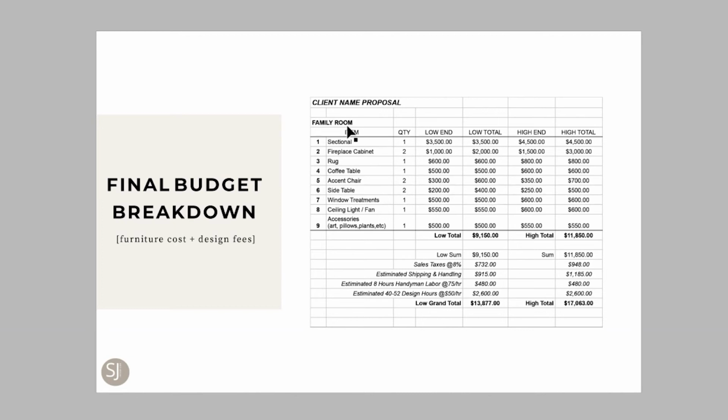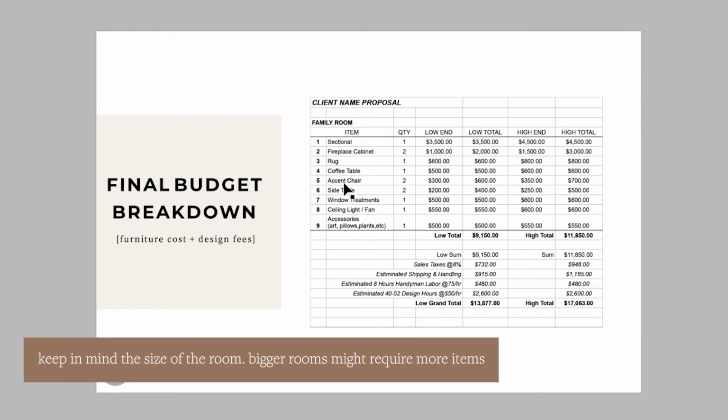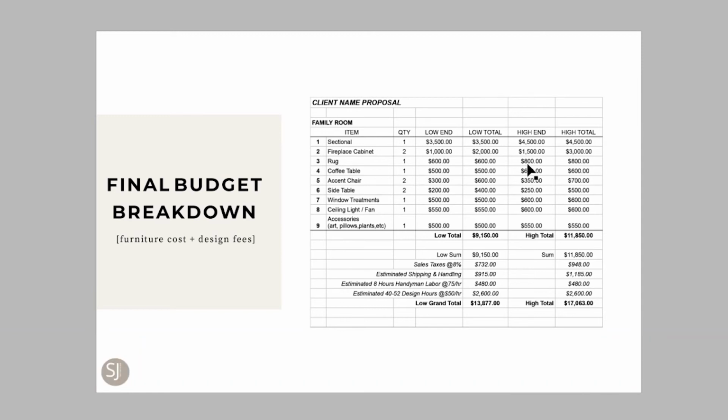Now keep in mind that if the room is really big, of course you're going to need bigger items or more quantity, so the budget will fluctuate. So just make sure to take that into consideration when you are creating this proposal. Basically this is the project breakdown. You don't want to aim too low on the items, and you don't want to go way overboard because you don't want to scare the client off. So this is definitely going to take some research.